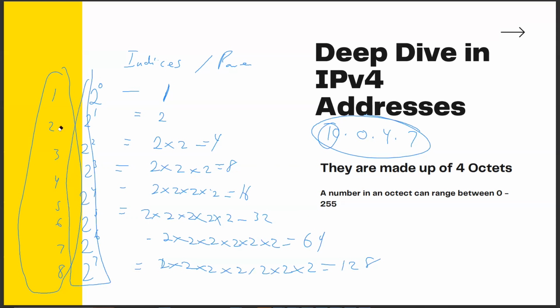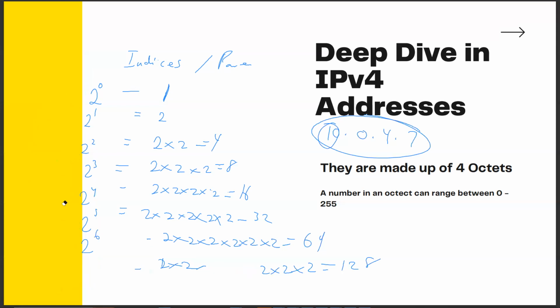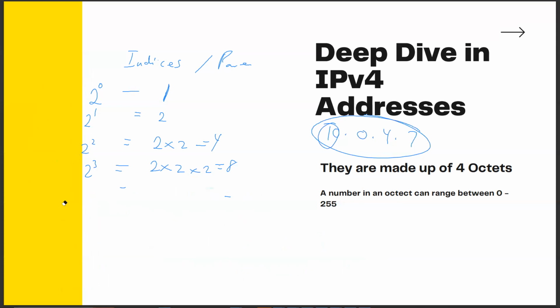So what do I mean? In numbers, we've seen 0 to 255. This type of numbering is called decimal numbering. But computers don't see decimal numbers. They only see binary, so only zeros and ones. And so every number we have in this octet has to be converted to binary.